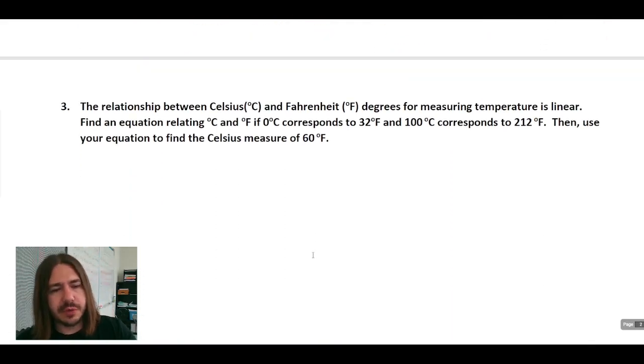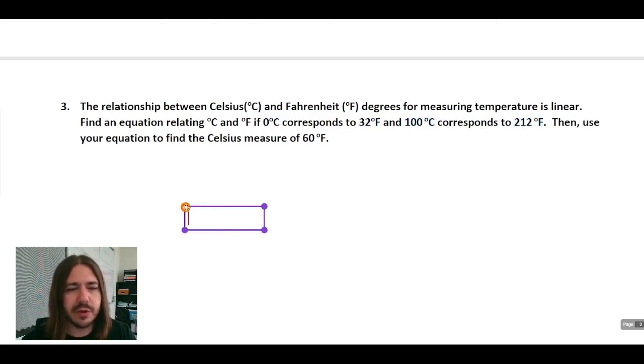The relationship between Celsius and Fahrenheit degrees for measuring temperature is linear. Find an equation relating C and F, the Celsius and Fahrenheit degrees, if 0 degrees Celsius corresponds to 32 degrees Fahrenheit and 100 degrees Celsius corresponds to 212 degrees Fahrenheit. Then use your equation to find the Celsius measure of 60 degrees Fahrenheit.